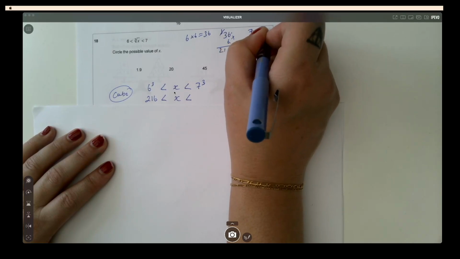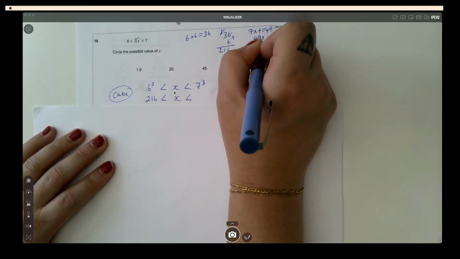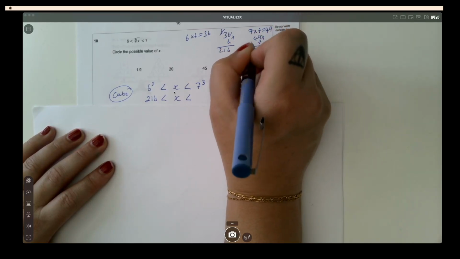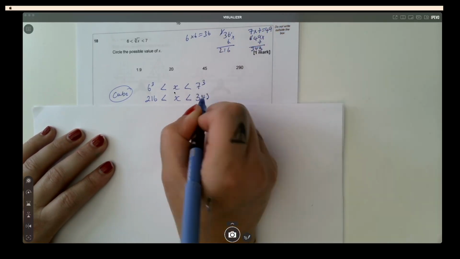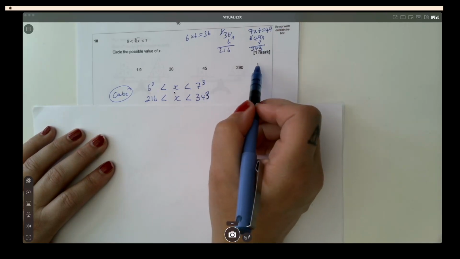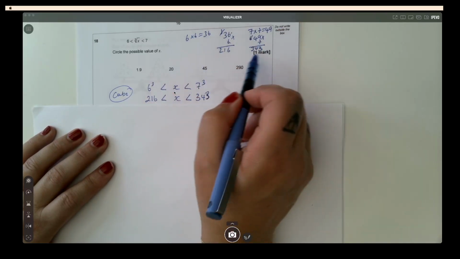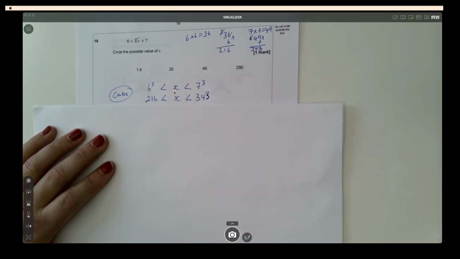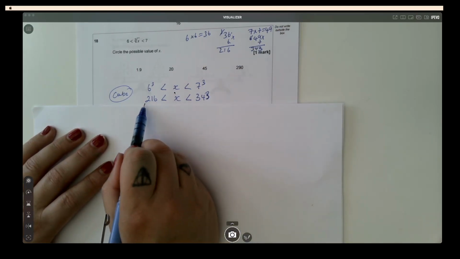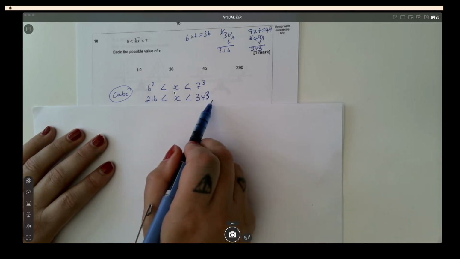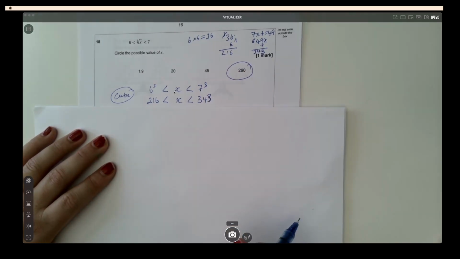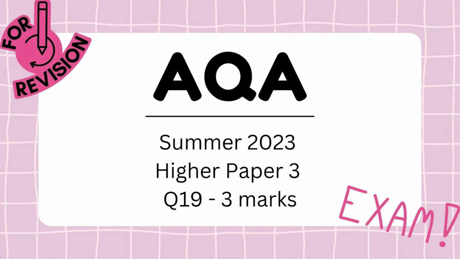7 cubed: 7 times 7 is 49, 49 times 7, 7 times 9, 7 times 4, 343. This may only be a 1 mark question, but don't be afraid of working out. Make sure you get the correct answer. So the value of x is somewhere between 216 and 343, but not equal to either. So it must be 290.